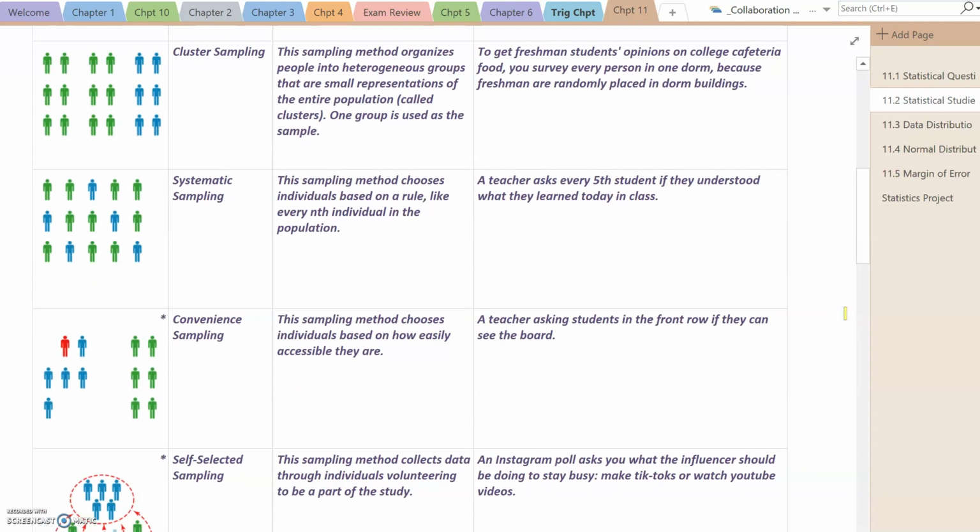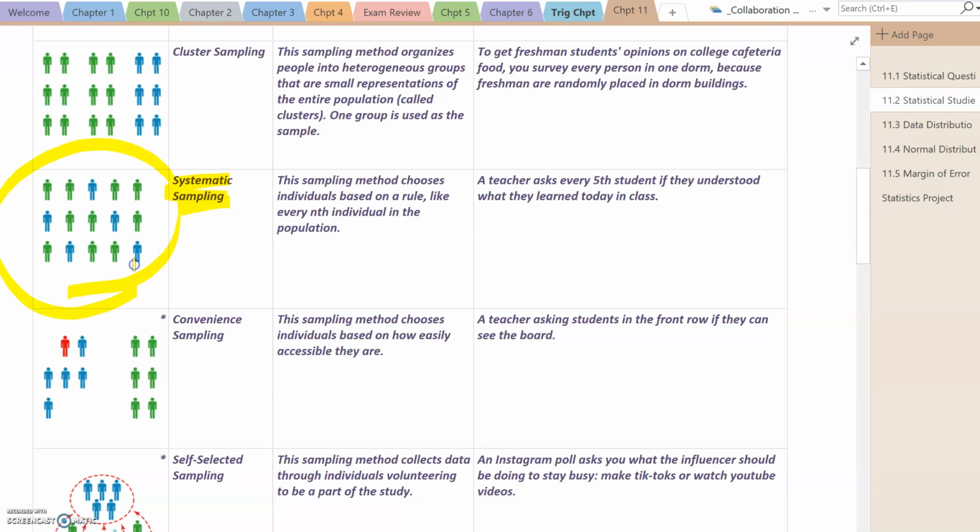The next one I want to talk about is systematic sampling. So in systematic sampling, a sampling method, it chooses individuals based on a rule, like every nth individual in the population, like every second, every third, every fifth, every ninth, every 100th individual in the population is the person that you're going to ask. So a lot of times for this, you'll use some sort of software to number people, or another example of systematic sampling is using a random name generator, like pulling names out of a hat where you have no idea who you're picking.